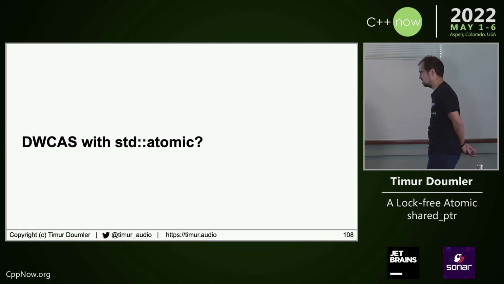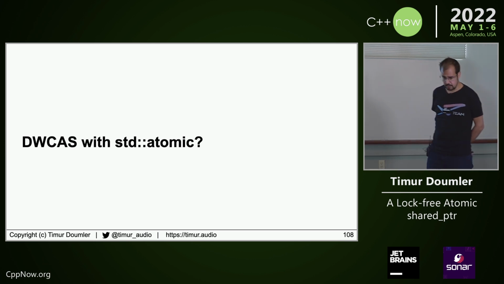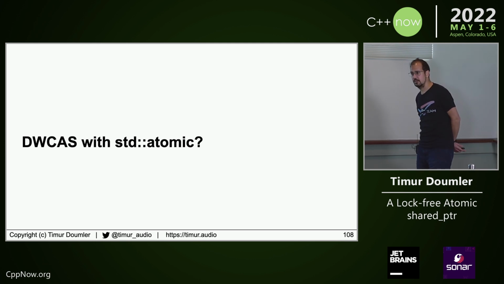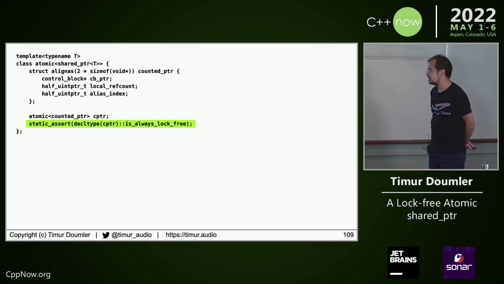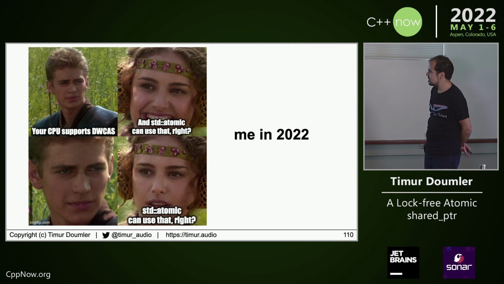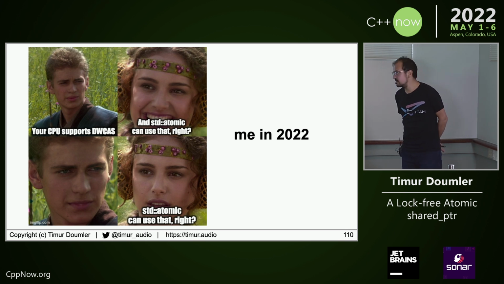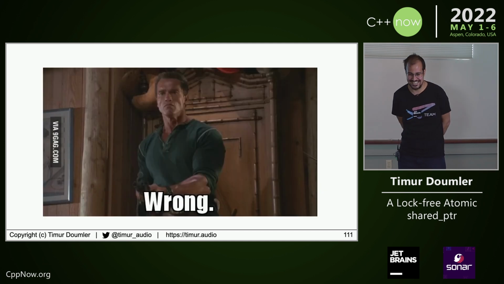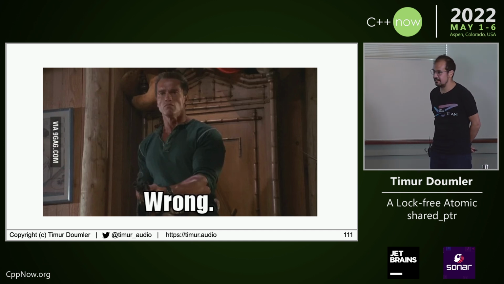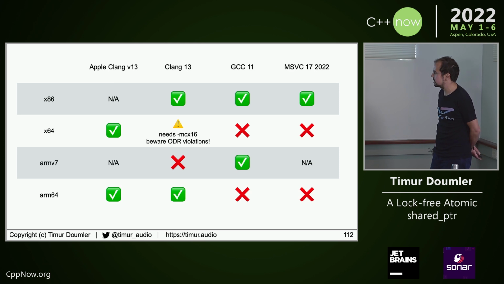The more interesting question is, does stdatomic use these instructions? If you use stdatomic, is this going to compile down to these instructions that we all have in our CPUs and that are exactly what we need here? Or in other words, is this static assert going to succeed? And this was me when I was looking at this a few months ago: well, the CPU supports it, so surely stdatomic is going to just emit those instructions, right? Wrong.